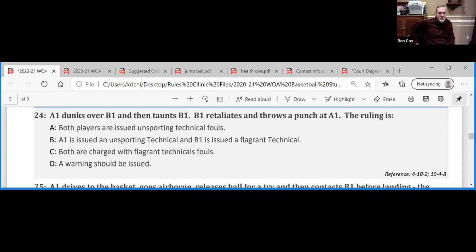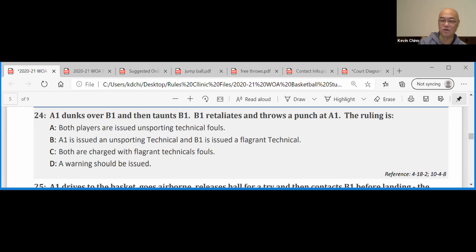So if the taunting doesn't result in a thrown punch, is the taunting an unsporting technical or still a flagrant? It would be an unsporting technical. Okay. In this case where he just taunts him, do you have to hear what the guy said? No.